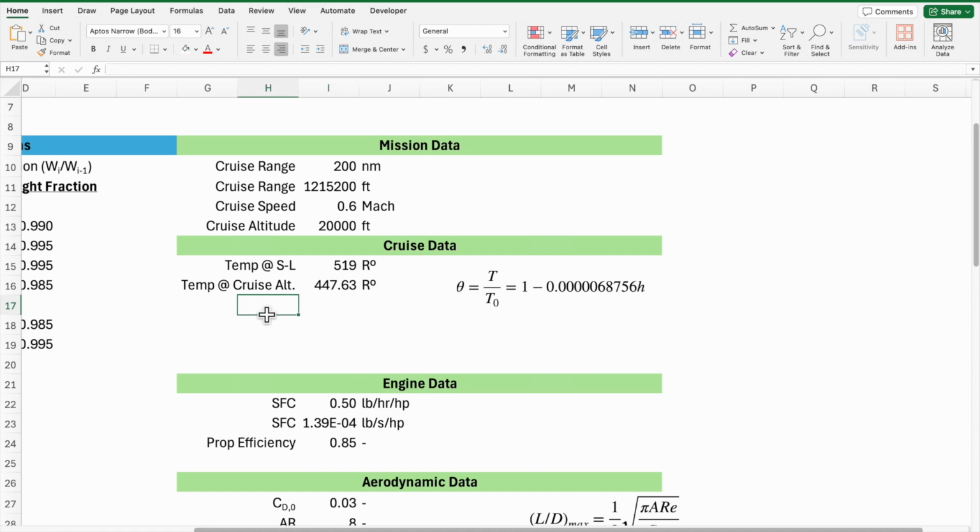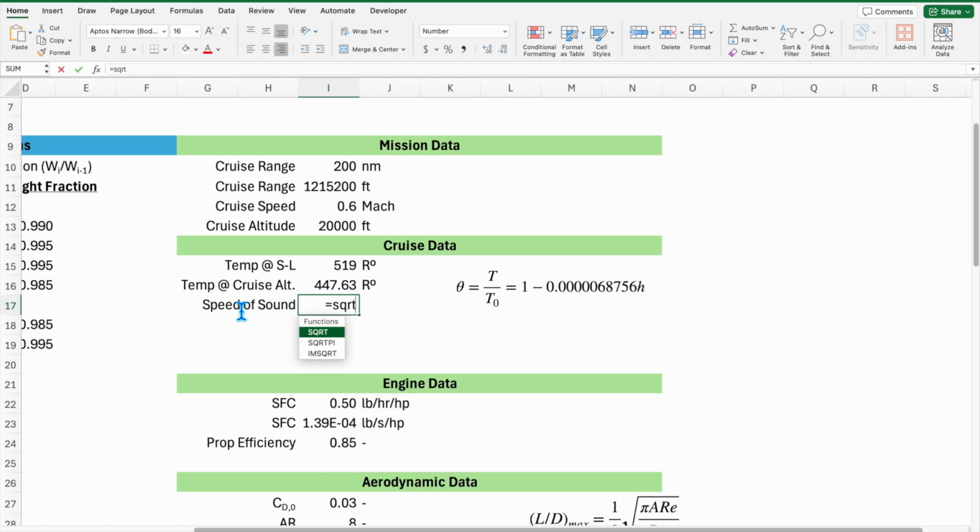The next thing we need to do is figure out the speed of sound. The speed of sound can be approximated, or is calculated, as the square root of your ratio of specific heats, gamma, times the gas constant, in units of foot-pounds per slug per degree Rankine, times your outside air temperature. So we can put that in here as speed of sound, and it's going to give us units of feet per second.